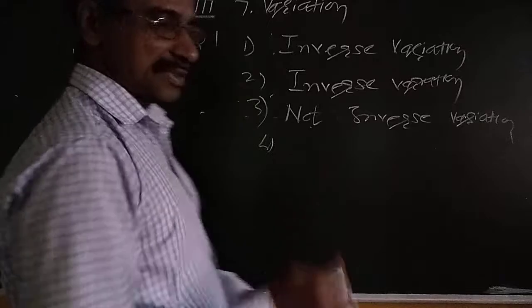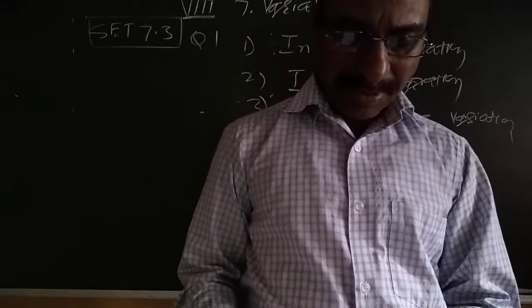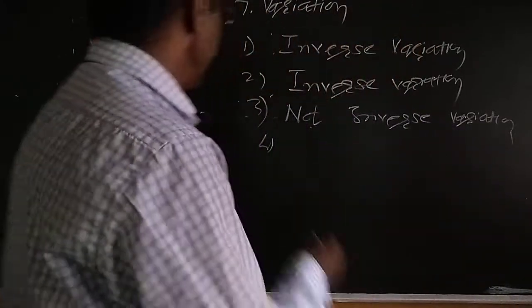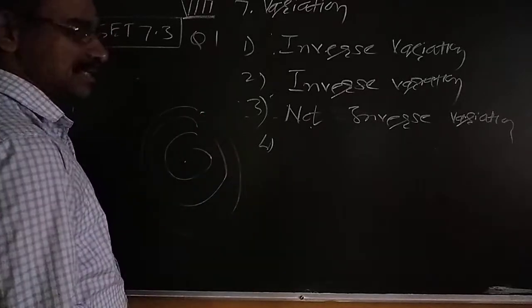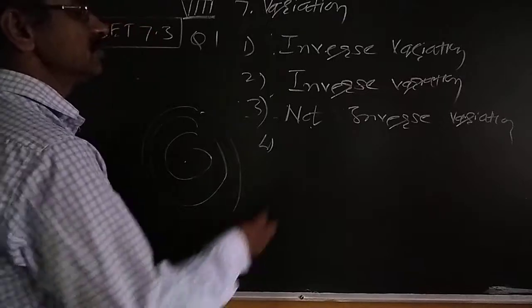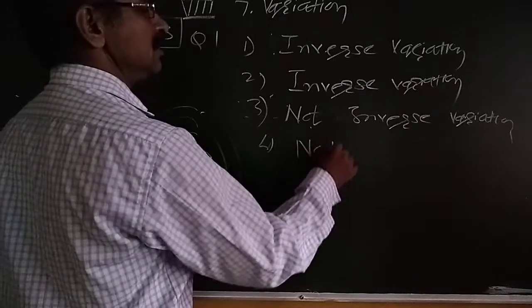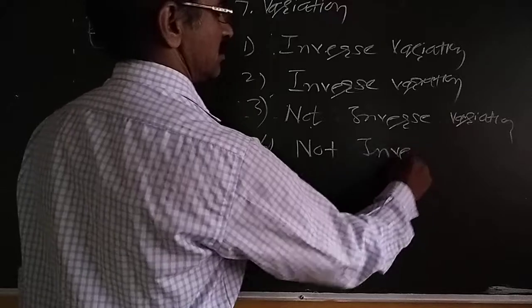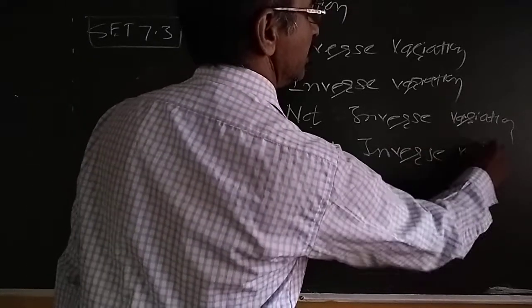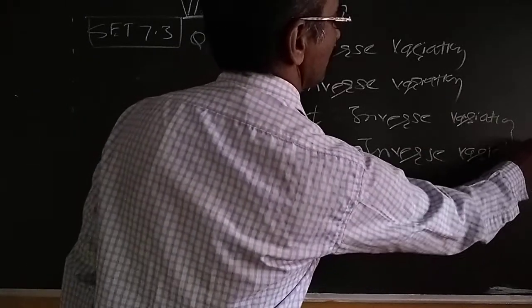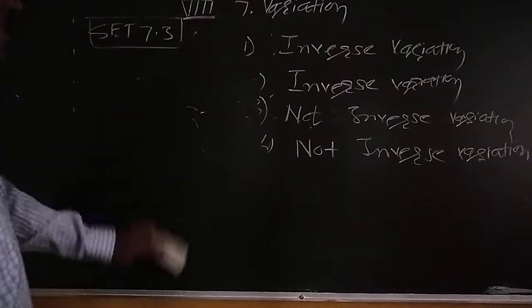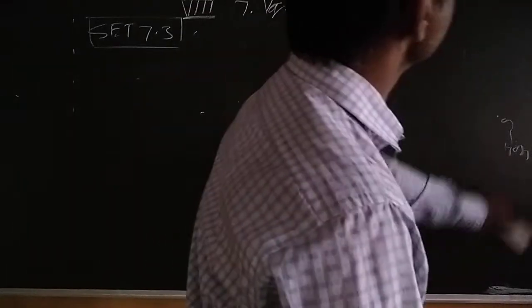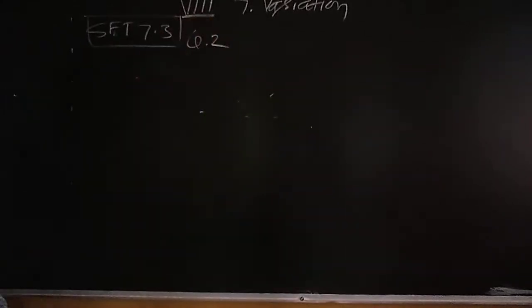Then fourth, listen carefully. Area of a circle and its radius. If we increase the radius of a circle, then its area also increases. Means it is not an inverse variation. So we solved question number 1. We are going to solve question number 2.